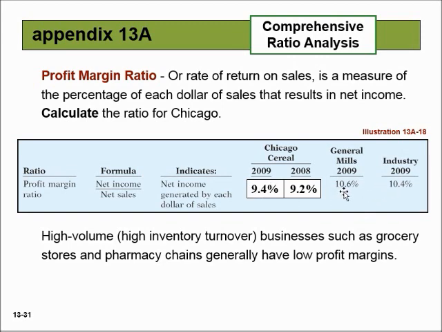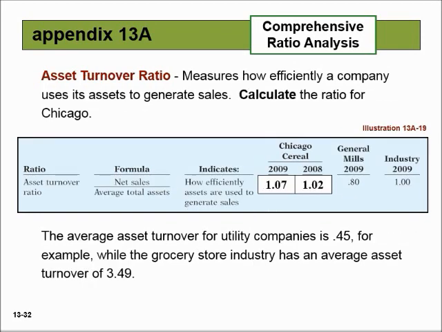They make a little bit higher, 10.6%, 10.4% for the industry average. So we're almost there, but not quite. Then we have the asset turnover ratio. Asset turnover ratio is going to be our net sales divided by our average total assets. So that tells us how efficiently we use our assets in order to make sales, not net income, but sales. And so we see in 2008 and then 2009 we had a 1.02 and a 1.07.